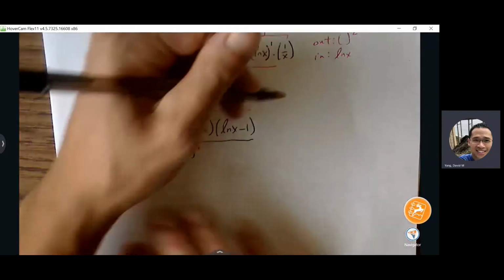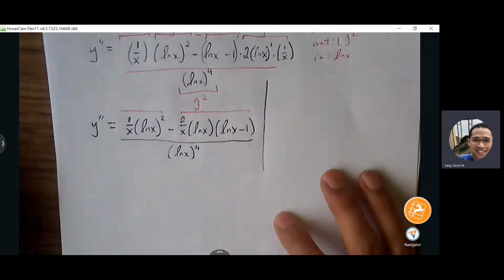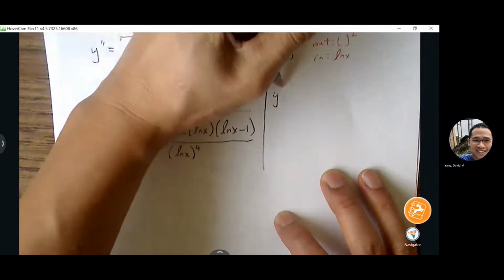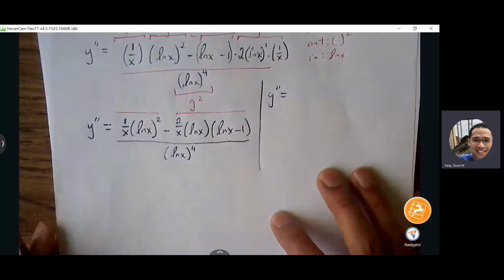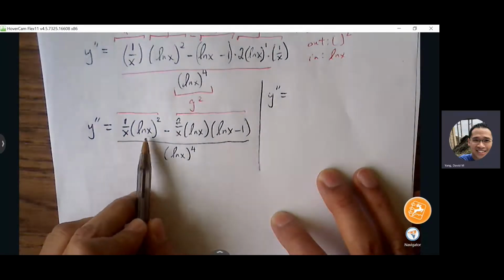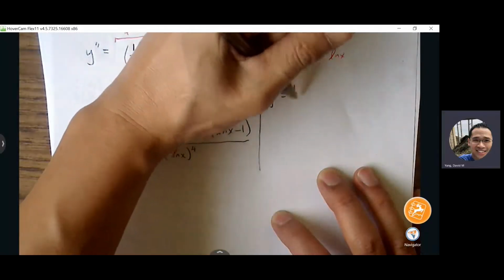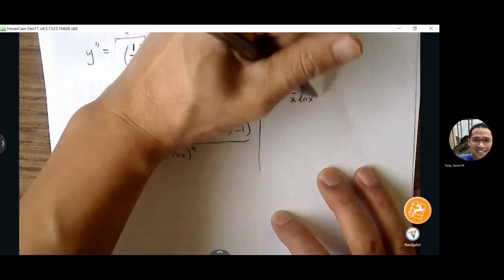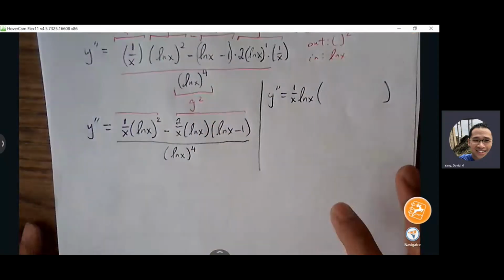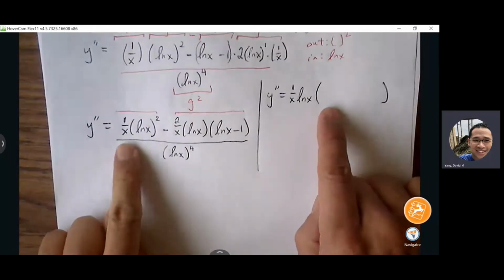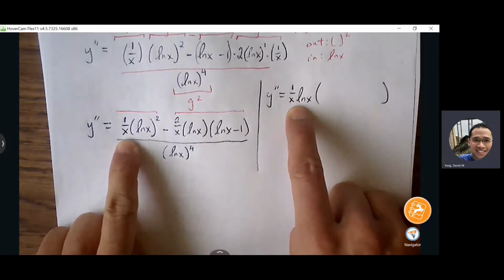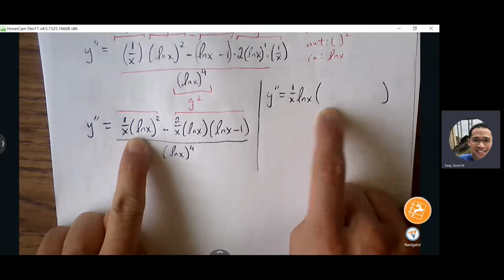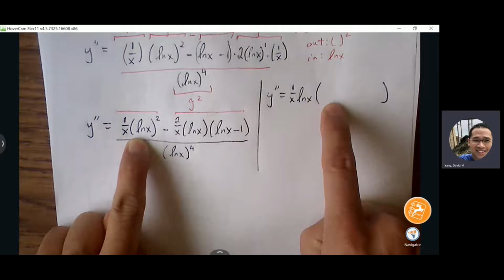We're going to see things will clean up a little bit better for us. So I'll take out the 1 over x. I'll take out natural log of x. And then the leftovers we'll insert into a set of parentheses. We pull 1 over x, we pull natural log of x, we're left with what for the first term? Just natural log of x.